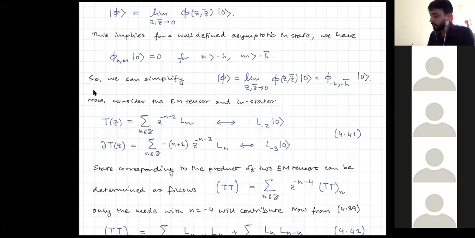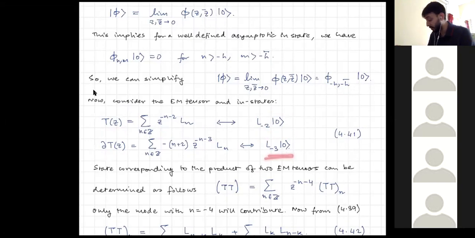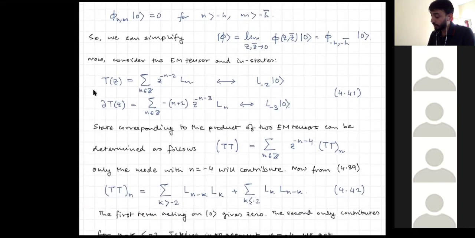Okay. Similarly, if you do it for the derivative del z, then you have z to the minus n minus 3, and the state which is linked up with this is L_{-3}, and so on. So if you act with more and more derivatives on it, you will go to higher and higher L's out here as well.